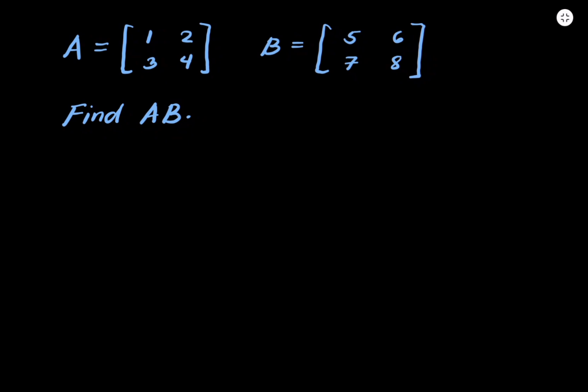First, we need to check if multiplication is possible. So the dimension of matrix A is 2 by 2, row times column. And then the dimension of matrix B is also 2 by 2. So if the number of columns of the first matrix is equal to the number of rows of the second matrix, then multiplication is possible. And the dimension of the product of the two matrices would be a 2 by 2 matrix.